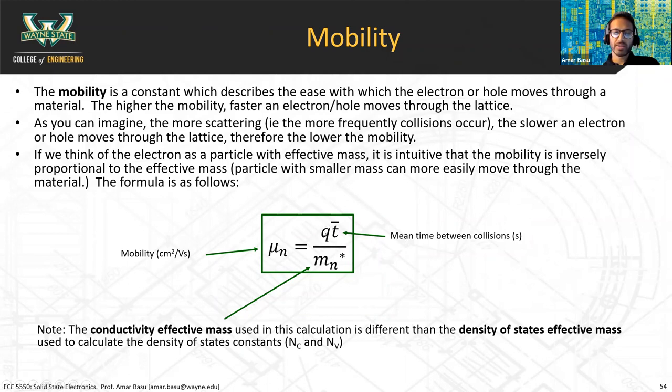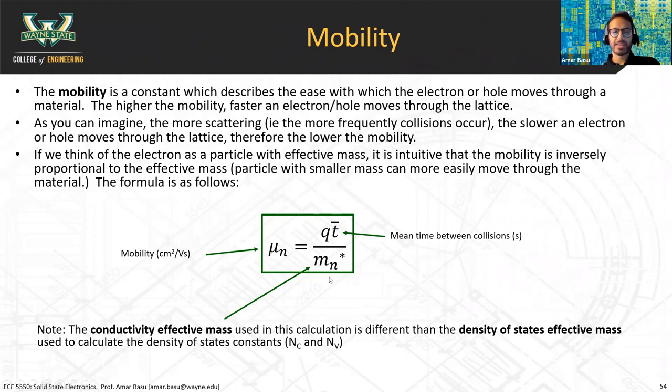So q is the charge. Let's not think too much about the charge right now. Then there's the mean time between collisions. If the collisions are happening very frequently, then the mean time is going to be small and you'll have a small mobility. On the other hand, if the electron is traveling for quite some time before it collides, then this is going to become large and the mobility will become large. So it turns out the mobility is proportional to the mean time between collisions.